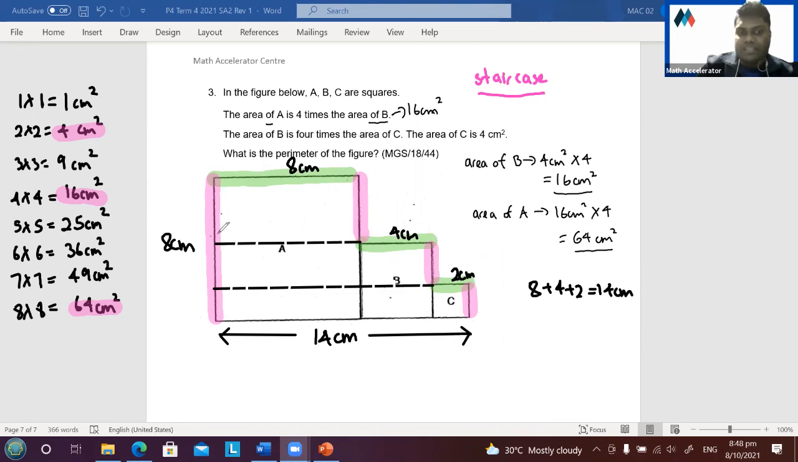Okay, what do you see? This portion here adds up to here. This portion here adds up to here. This portion here adds up to here. So 1 plus 2 plus 3 equals to?